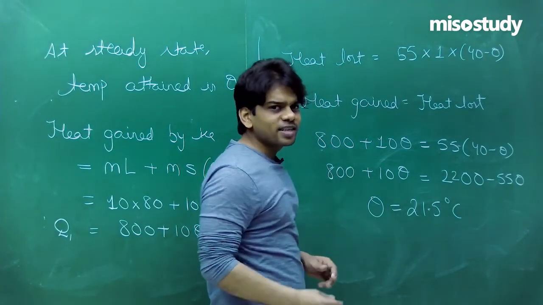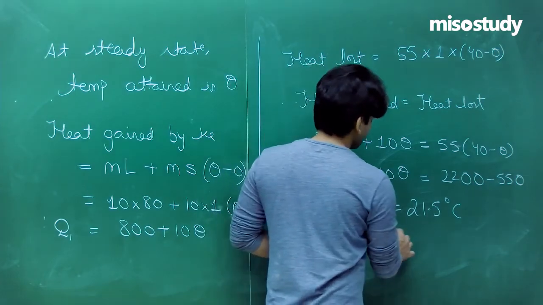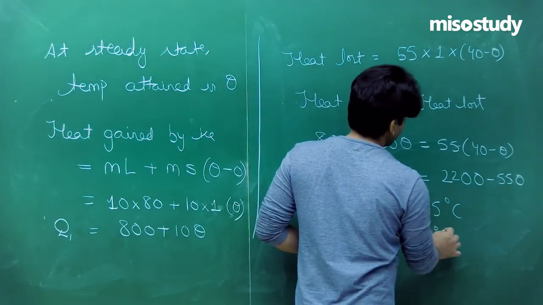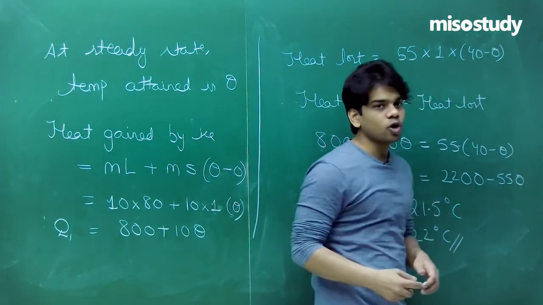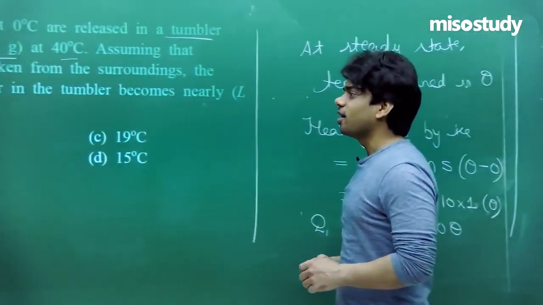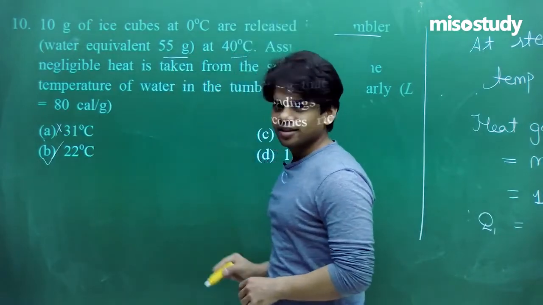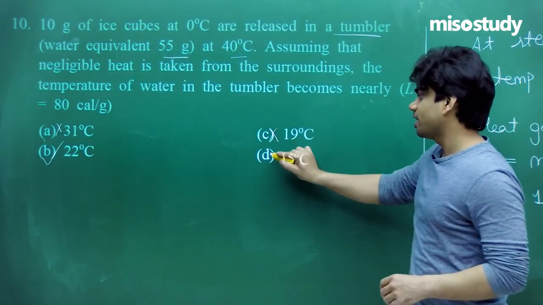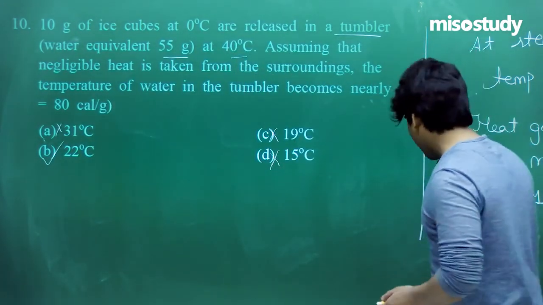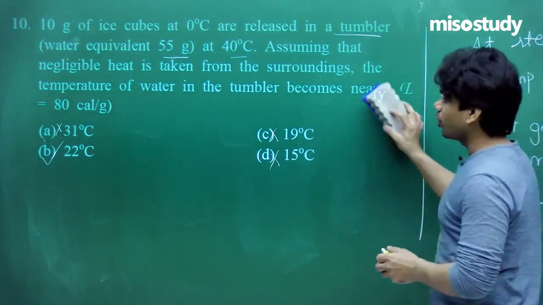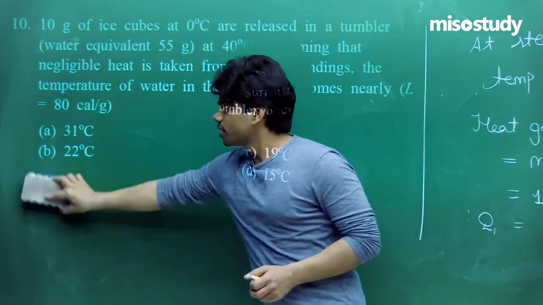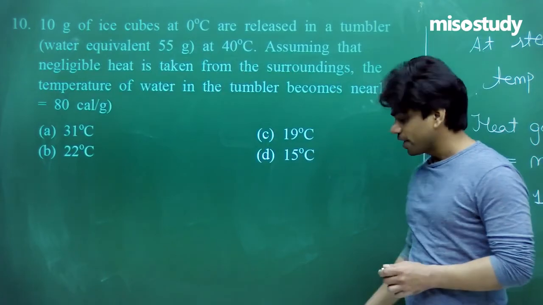Now 21.5 degrees Celsius is very near to 22 degrees Celsius. Let's check with the options. A 31, that's incorrect, B 22, that's the right answer, C 19 incorrect, D 15 incorrect. Hope that you have got how to solve such kind of question. It's not a tough question and we can easily solve this by the principle of calorimetry.